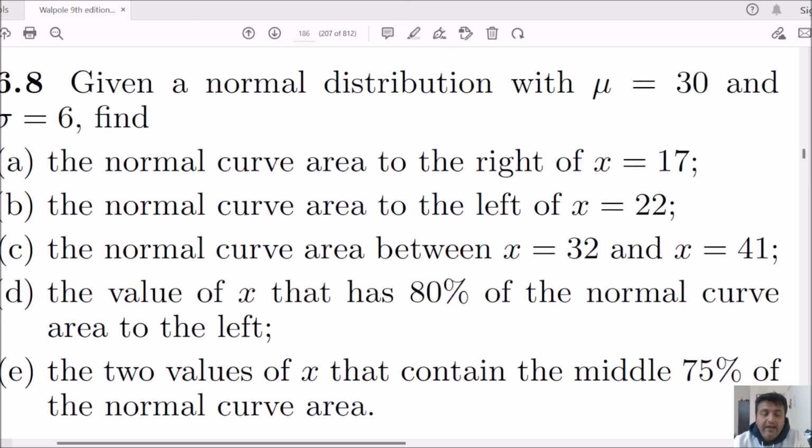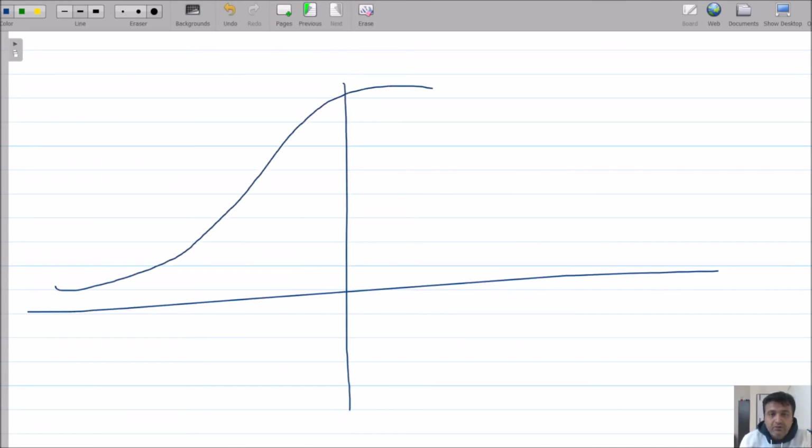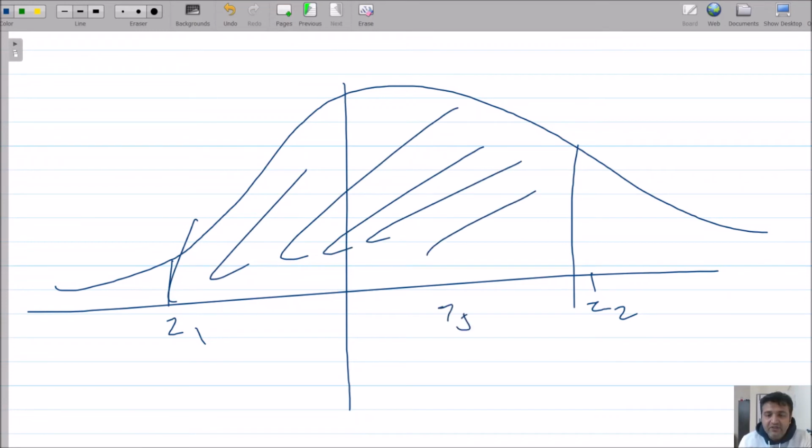And now for the last part: two values of x that contain the middle 75% of the normal area curve. The middle area is 0.75. So first we take the help of z1 and z2. We first find z1 and z2, and from them we find the values of x1 and x2. Now the middle part contains 75% of the area. This is your normal distribution curve, and you have to find this z1 and z2. It is symmetric, so no need to worry. This will contain 75% of the area, which is 0.75.